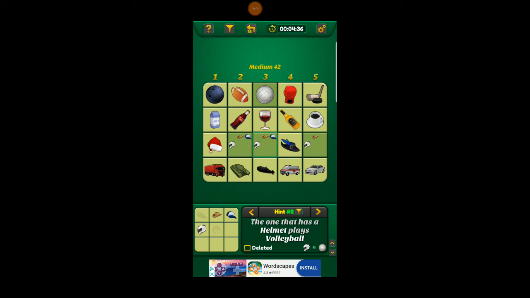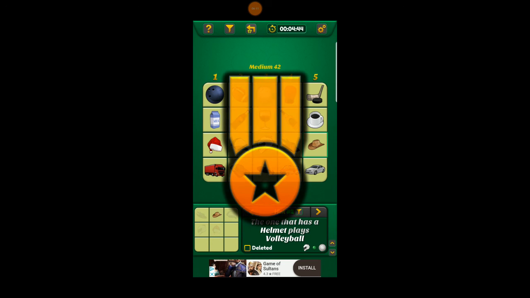Okay. Now it says the one that has a helmet plays volleyball. So we're going to touch the helmet, which brought up the cowboy hat. So now we know where the other one is.